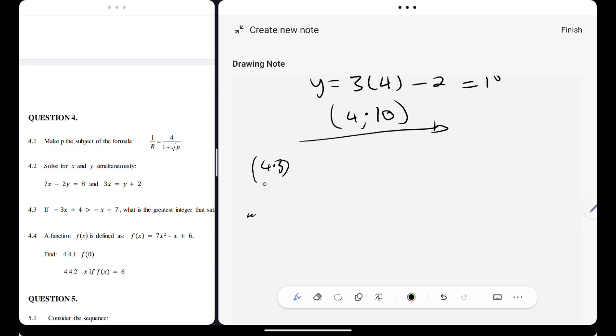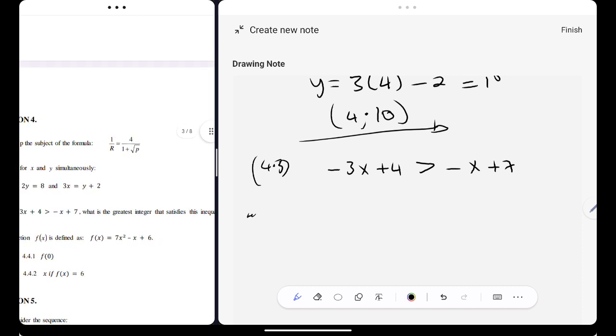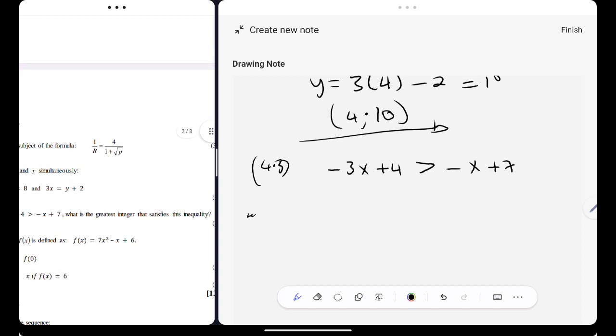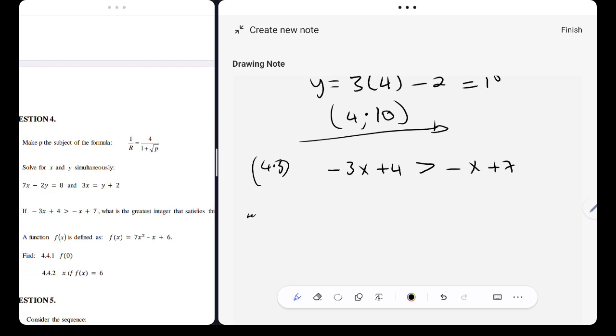4.3, but if negative 3x plus 4 is greater than negative x plus 7, what is the greatest integer that satisfies the inequality? Okay, for us to find the greatest integer that satisfies the inequality, it simply means that you must solve the inequality first before you answer that question.